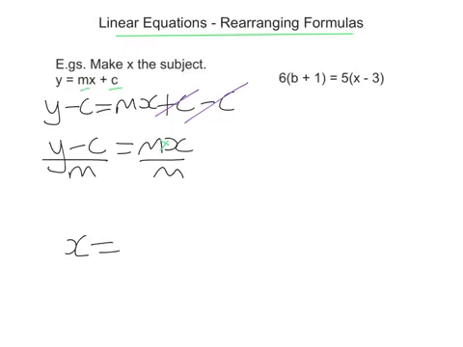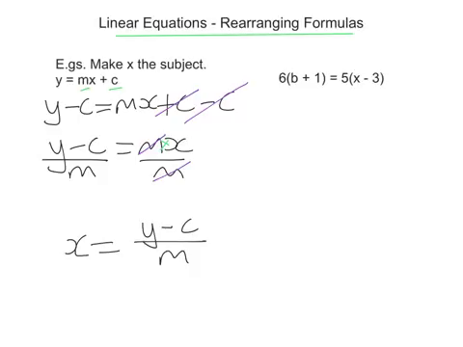So let's cancel the m's on the right hand side, and I've actually got x left by itself, so x is actually equal to y minus c all over m. I've rearranged the formula and made x the subject.